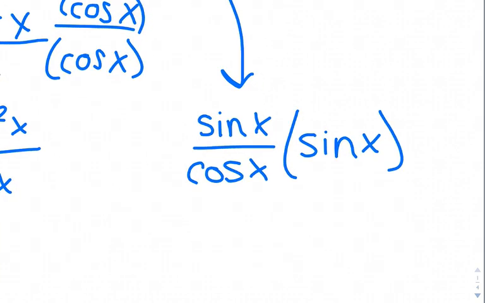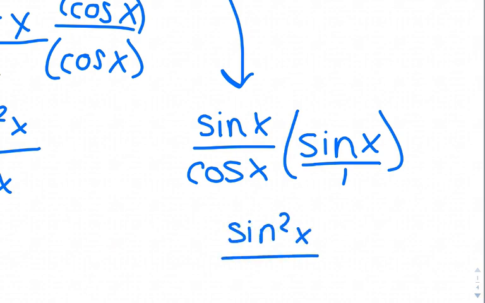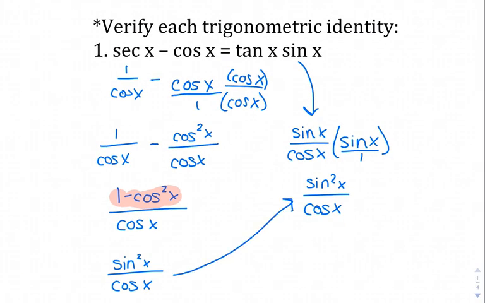Now when I want to multiply a fraction and a whole number, remember I put that whole number over 1 and then I multiply straight across. So I would get sine squared x over cosine x, which is exactly what I wanted, so I know it checks out. So in the rest of these, what you're going to do is change everything to cosine and sine, and then use the laws of algebra when you combine fractions, and then look for trig identities too, like the Pythagorean identity.